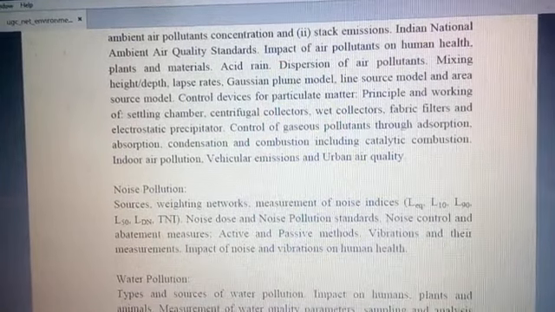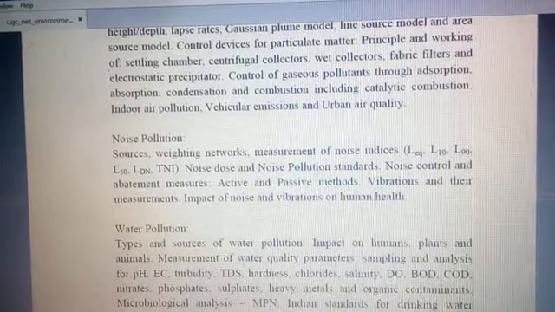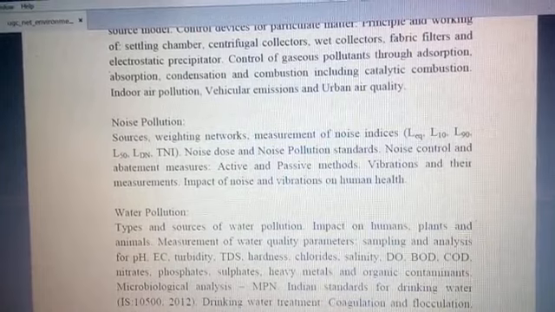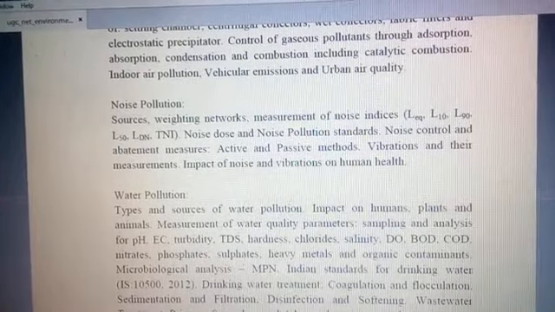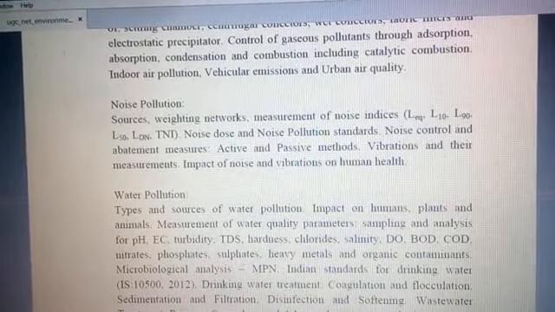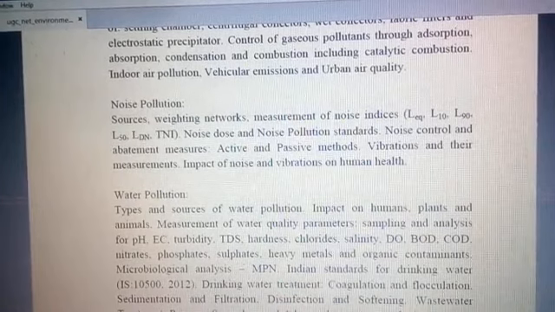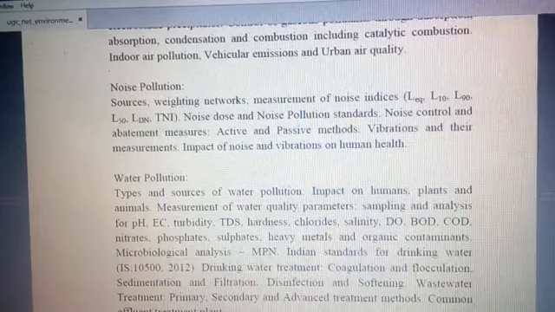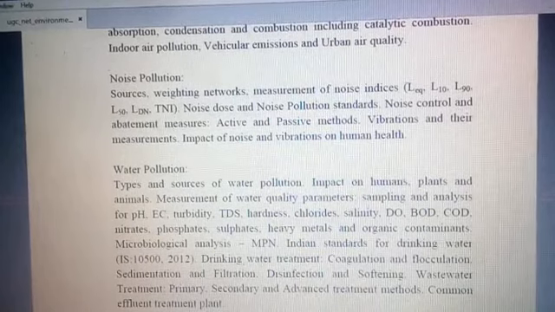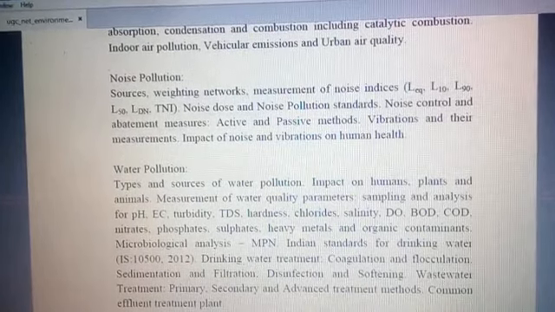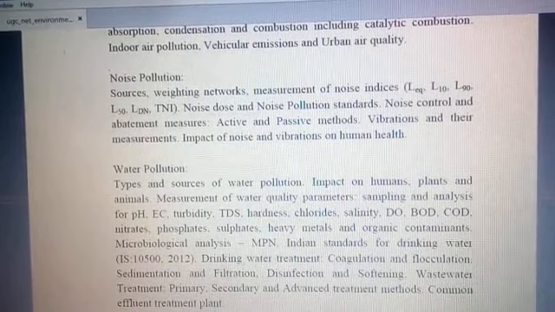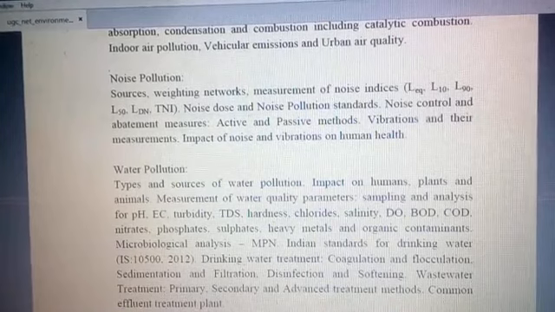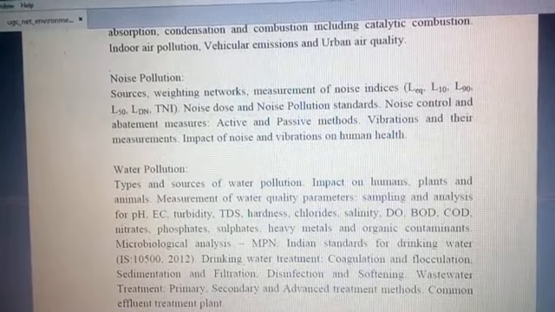Next is water pollution, types and sources of water pollution, impact on humans, plants and animals, measurement of water quality parameters, sampling and analysis for pH, electrical conductivity, turbidity, TDS, hardness, chlorides, salinity, DO, BOD, COD, nitrates and phosphates, sulfates, heavy metals and organic contaminants. And also the microbiological analysis, MPN, most probable number, and then standards for drinking water.